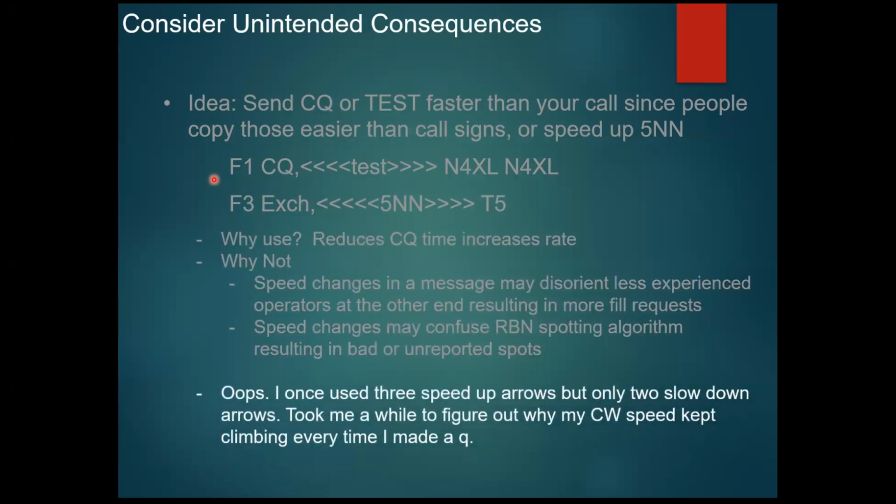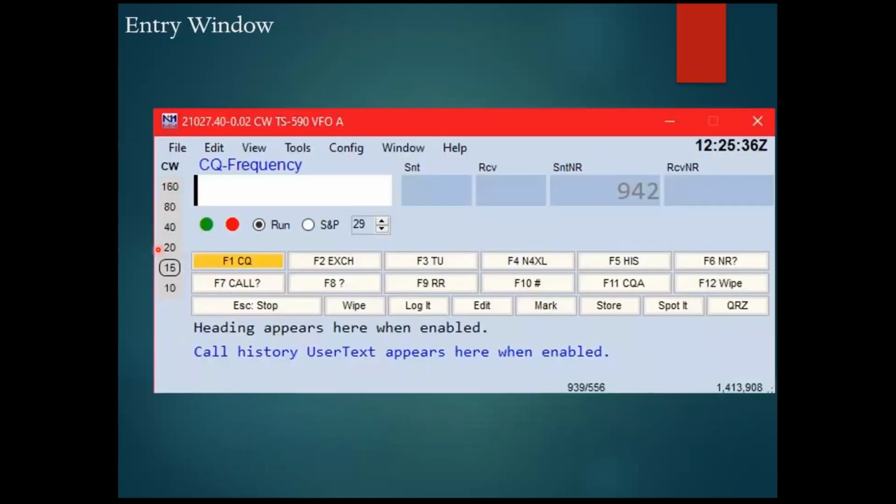And I made a mistake one time. I had like 3 or 4 of them here and 1 less on the other side. So it kept speeding up and it wouldn't slow down to the same speed when I sped it up. It took me a while to figure that one out. So if you start using them, make sure you got the same number on each side. Any questions so far before I go on?